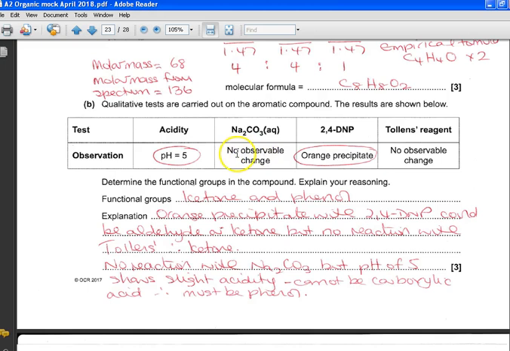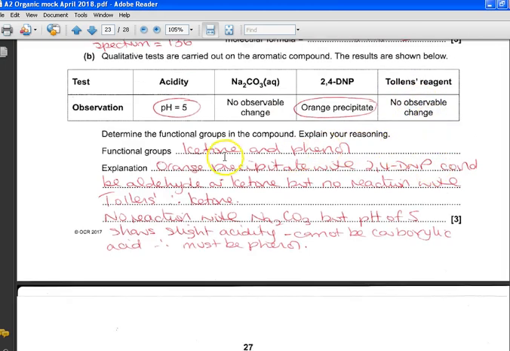So if this was a carboxylic acid, obviously you would see fizzing, and if it was an aldehyde, you would get a silver mirror. So this is actually a ketone and phenol. They're the two functional groups that you recognise here, and I would suggest that most of you need to read up on phenol, because I don't think anybody got that right. You got the ketone bit, some of you, but you certainly didn't get phenol.